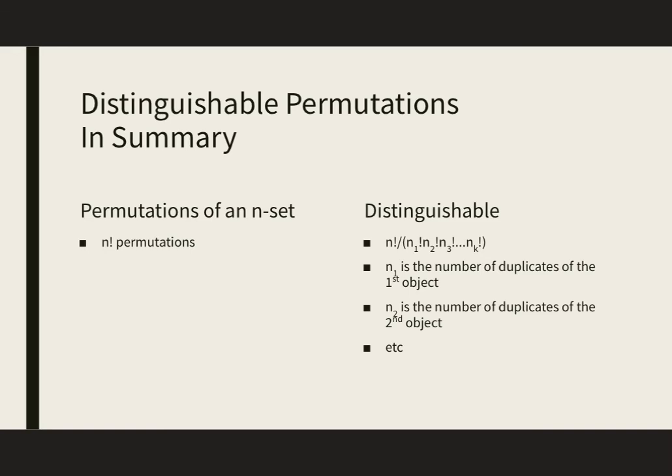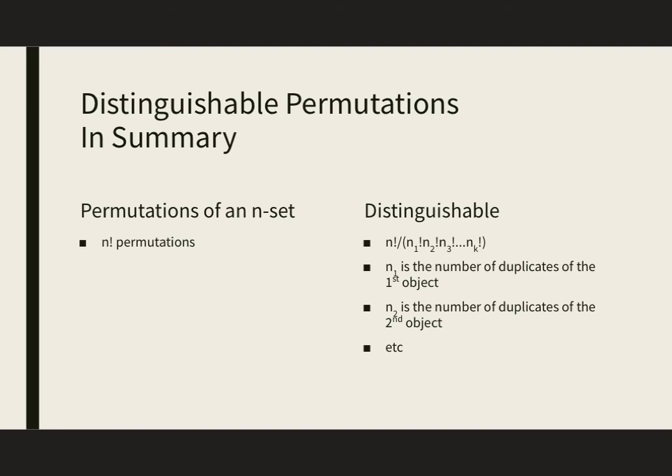So the permutations of an n set would just be n factorial. So like Jonah, 5 times 4 times 3 times 2 times 1. That's the number of permutations of his name. But in order for them to be distinguishable, all of the different words, then what we need to do, and don't be confused by this, we just need to divide by the number of duplicates of certain objects.